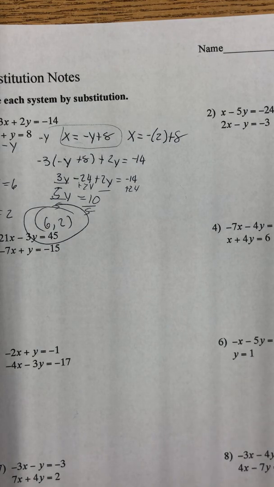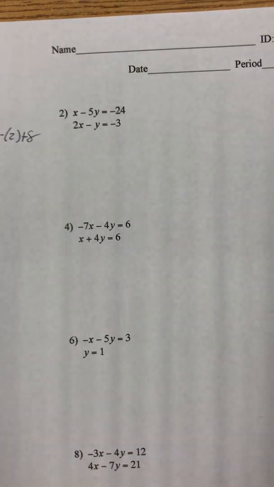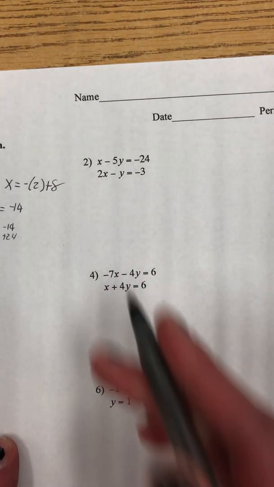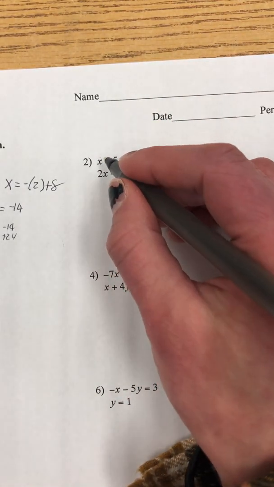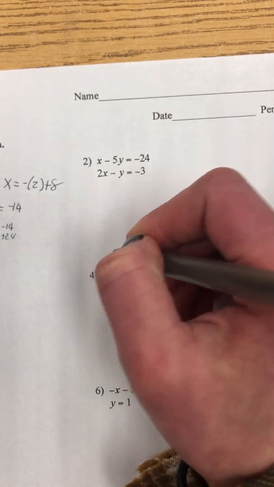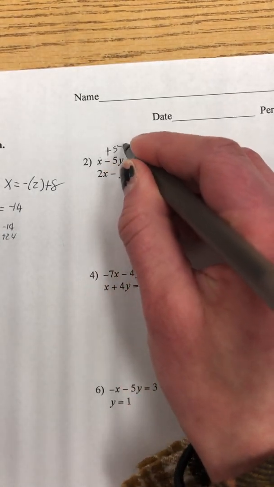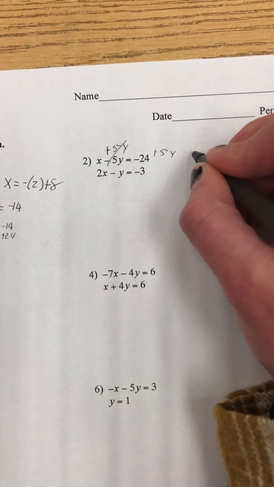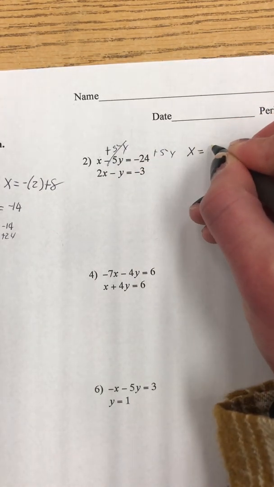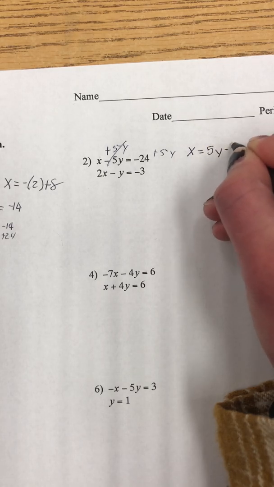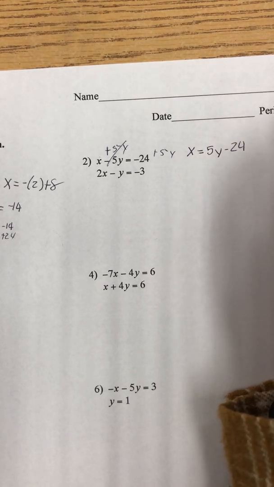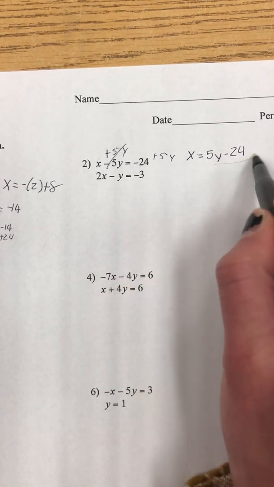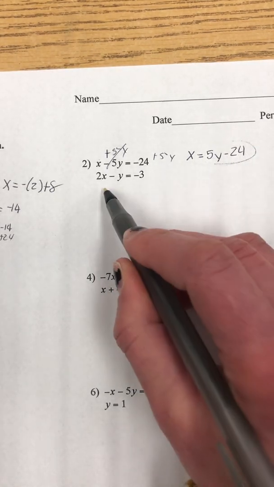So let's look at number 2. We have to do the same thing. We're going to solve for a specific variable. Again, I think I can probably solve pretty easily for x if I were to move this 5y over. So I'm going to add 5y to both sides. If I add 5y, those are going to cancel out, giving me x equals 5y minus 24. Now, in my second equation, I'm going to plug in this for my x value.